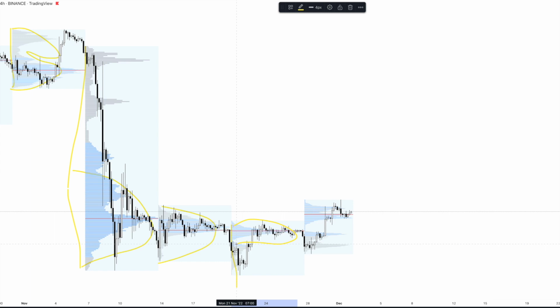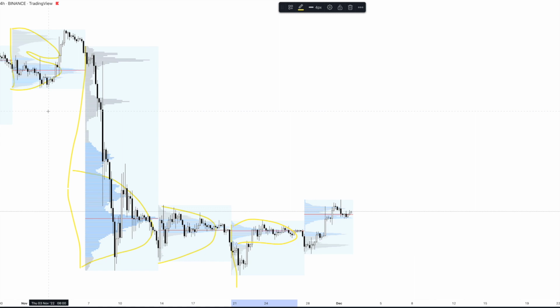If you're in a D shape, you should be playing the range. If you're in a sequence of B shapes, you should be playing the downtrend. The big B shapes are a lot trickier, and to me, they spell indecision.